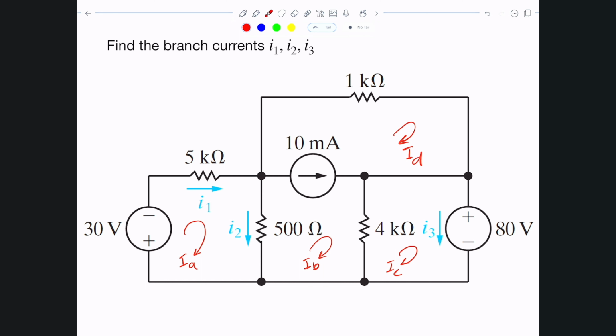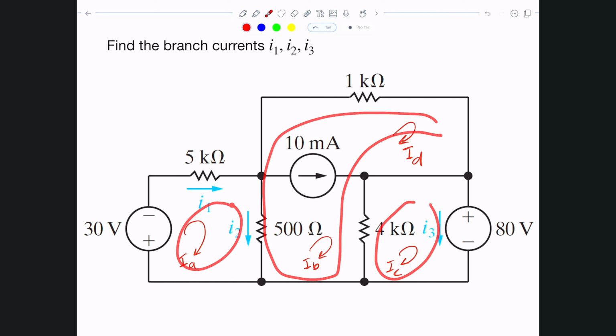All right, so now I'm looking at it. I have 1, 2, 3, 4 meshes. So frankly speaking, I have to write 4 equations to get to the answers I want. Maybe you'll think, well, I have a current source, so maybe that will help my case a little bit. Well, if you think about it, this current source is affected by ID and IB, so that will be a super mesh. So I might need to write a super mesh in here, one mesh in here, one mesh in here, so I need to write 3 equations in order to get to the same answers.